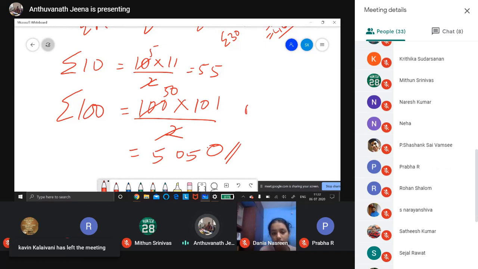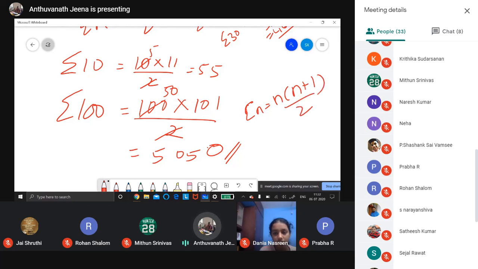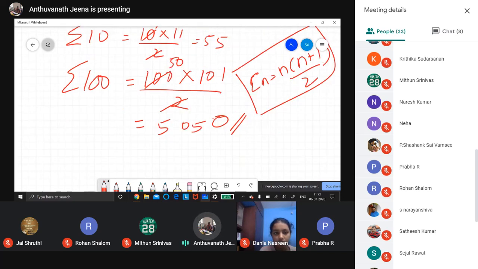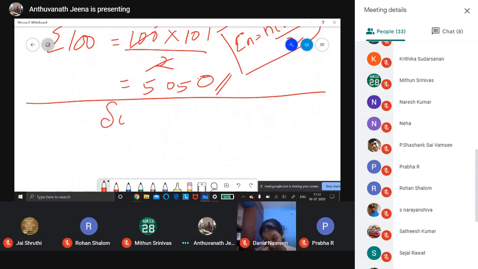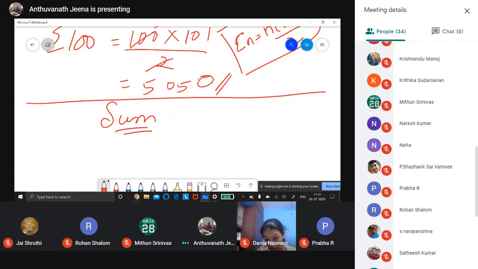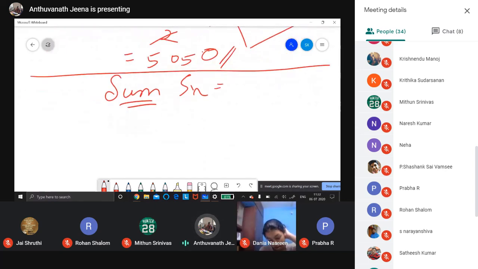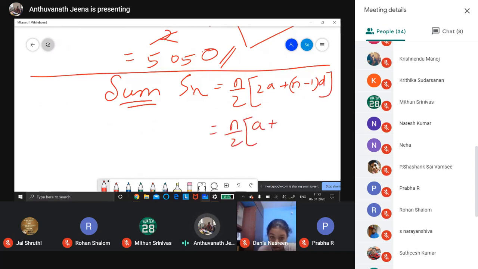So the formula is sigma n equals n into n plus 1 divided by 2. This formula we are also going to use now. Now let us go to the sum of the terms, the Sn formula. Sum of the terms means adding. This formula is useful only when the numbers are continuous. If it is not continuous, we use two formulas. One is n by 2 into 2a plus n minus 1 into d. Another formula is n by 2 into a plus l.